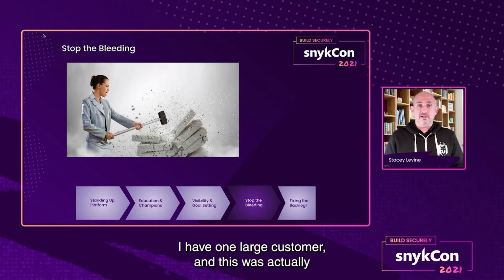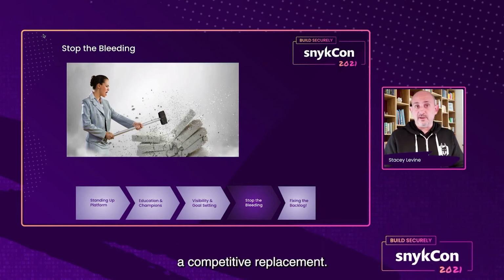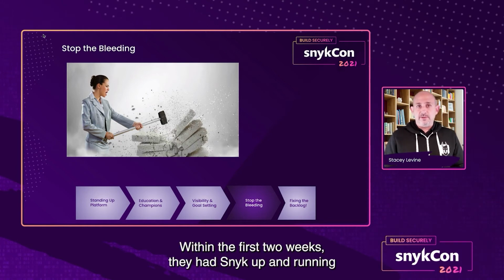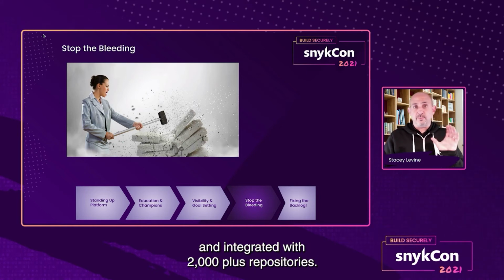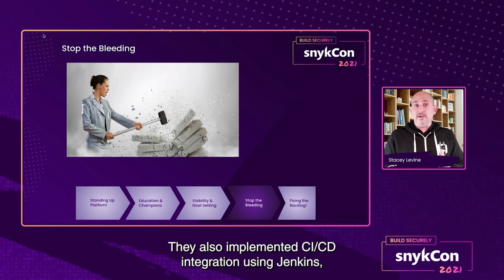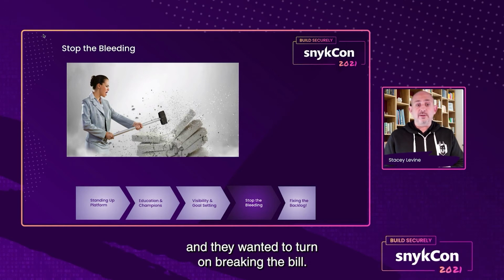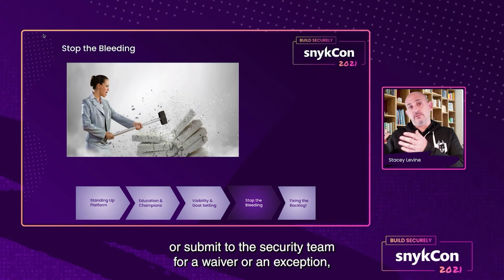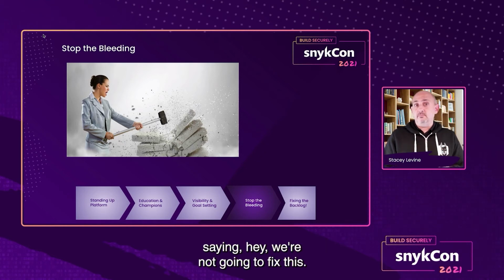I have one large customer, and this was actually a competitive replacement. So they were already familiar with DevSecOps tooling. Within the first 2 weeks, they had Snyk up and running and integrated with 2,000 plus repositories. They also implemented CI/CD integration using Jenkins, and they wanted to turn on breaking the build. They gave their developers 45 days to either address all critical vulnerabilities or submit to the security team for a waiver or an exception, saying, hey, we're not going to fix this.